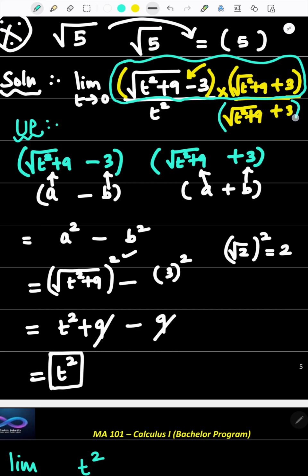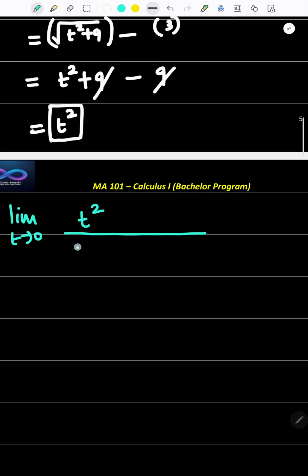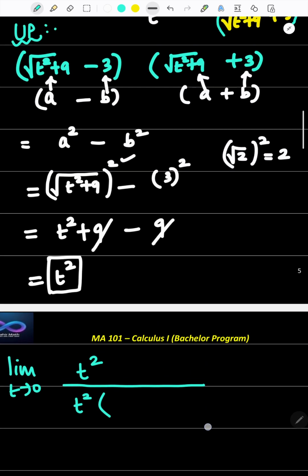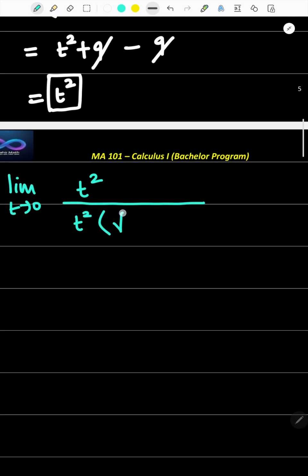Use the bracket. Brackets are very, very important. So you will get t square, bracket open, and then square root of t square plus 9, plus 3. Okay, right. Now this t square gets cancelled, right? Now we are going to put the value t is equal to 0.